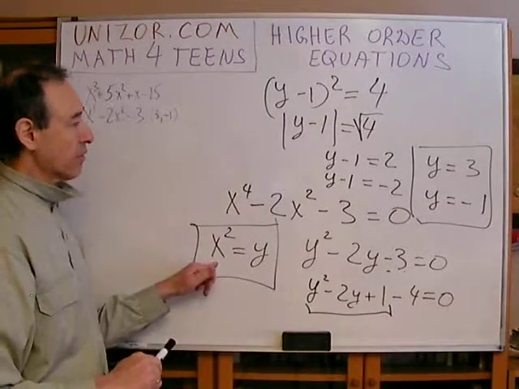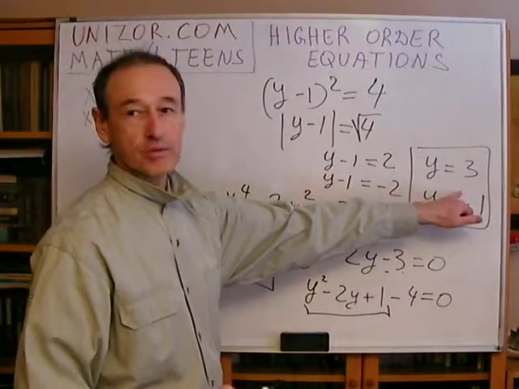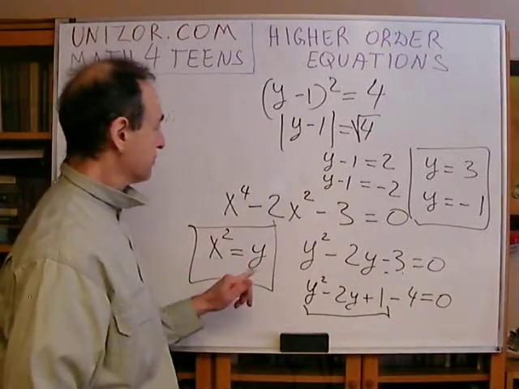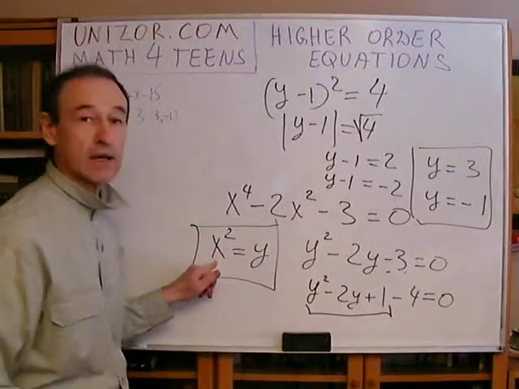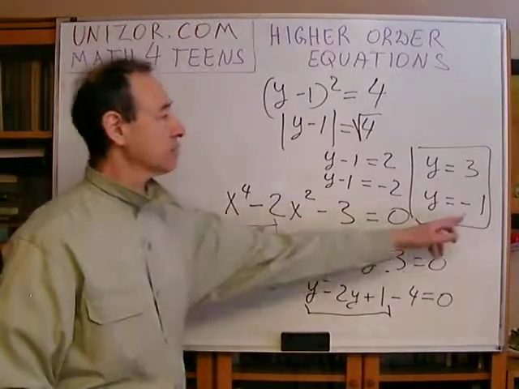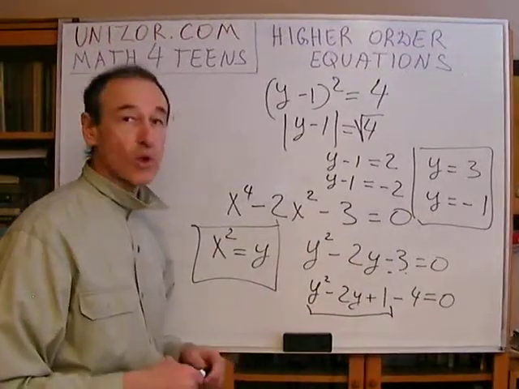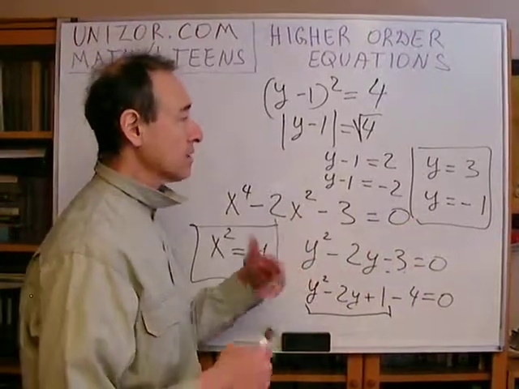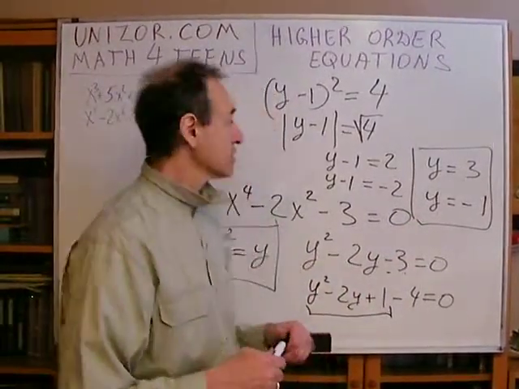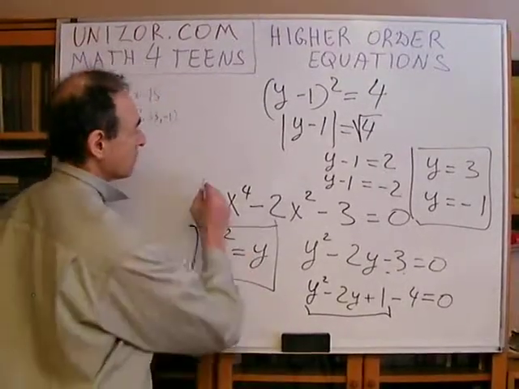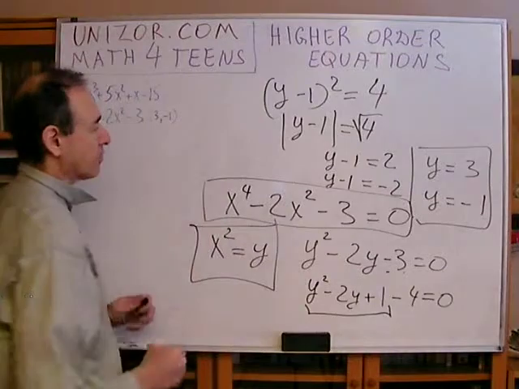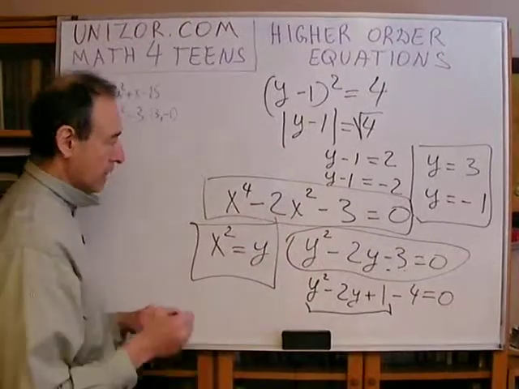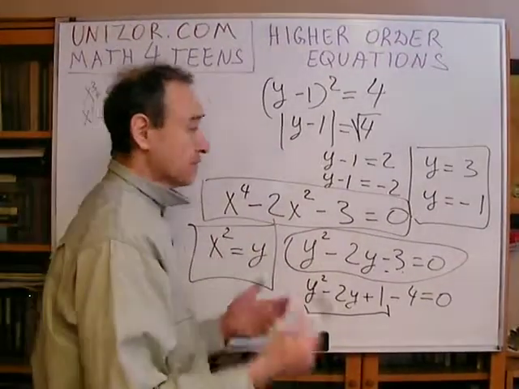In terms of real numbers, only square root of 3 and minus square root of 3 will be solutions for x. And y equals minus 1 doesn't produce any real solutions because x squared cannot be negative. In terms of complex numbers, if you are solving the problem in the domain of complex numbers, you additionally have x squared equal to minus 1, so it's plus i and minus i as solutions to the original equation. So this equation of the fourth order, I have represented as an equation of the second order, substituting x squared with y.